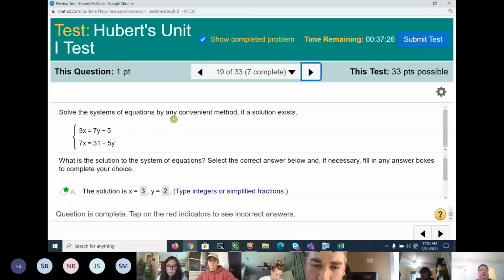This is another, which way would you do this one? I'd probably do it by elimination. That's just me, because I like elimination. I'd rather do elimination than substitution.